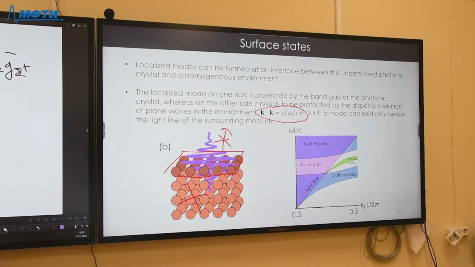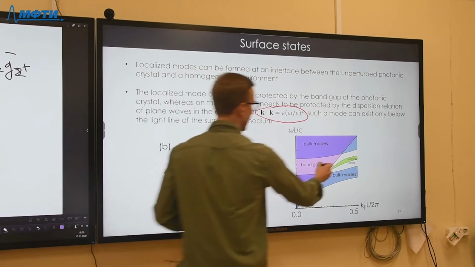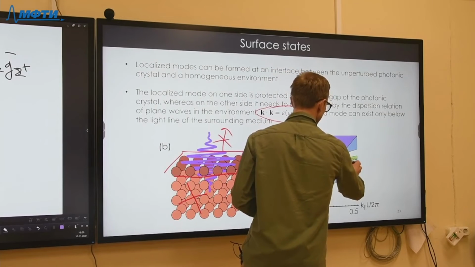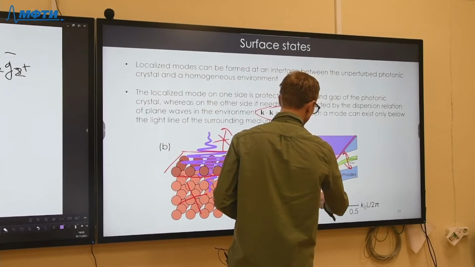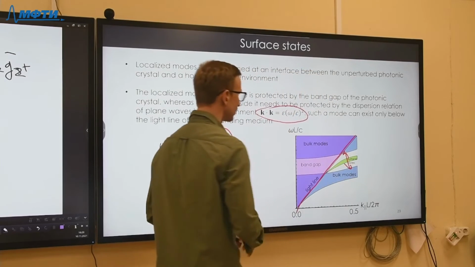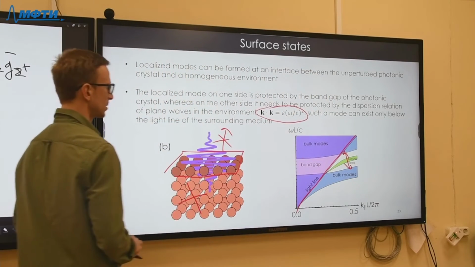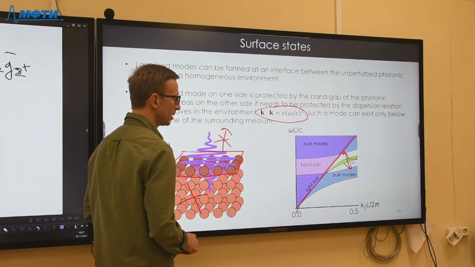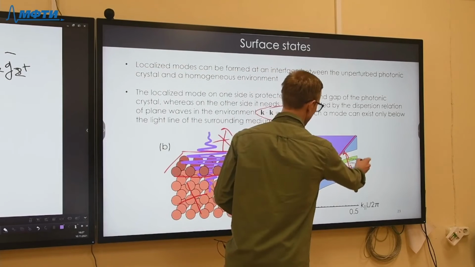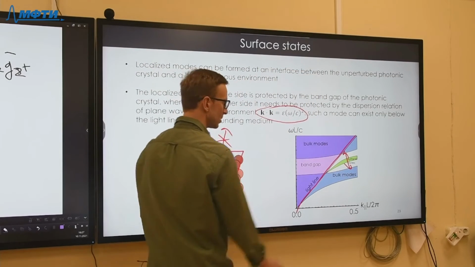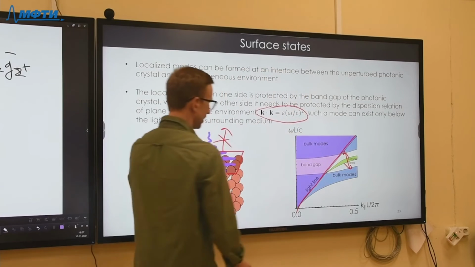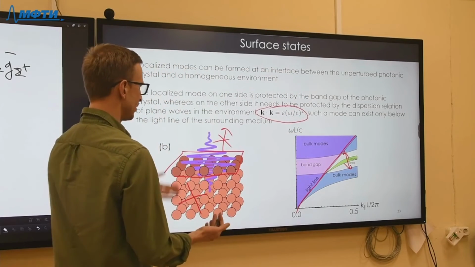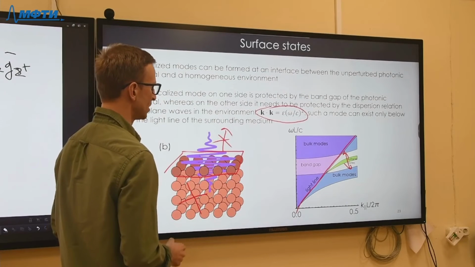It's just that on one side of the system, you completely remove the photonic crystal and protection from radiation. Instead of the bandgap, the protection is given by the light line. So when this mode is below the light line, it can be a surface state. And so you need both of these two factors in order to enable a surface state. You need to be located inside the bandgap of this photonic crystal, and you also need to be located below the light line of the environment which you have on this side, whether it's air, glass, or some other dielectric.